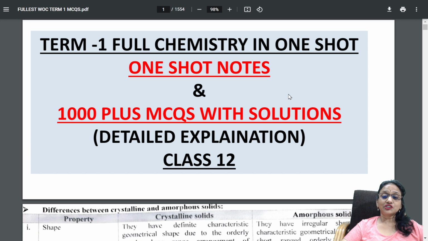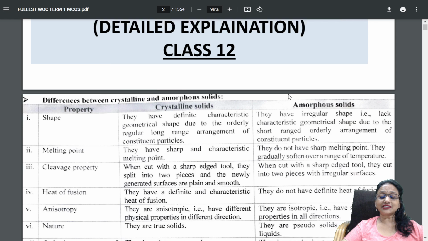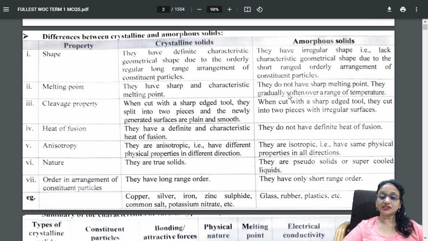Let's start off. So in the first chapter, that is your solid state, when you're learning, you need to learn the differences between crystalline solids and amorphous solids. So there are different points here. Now, students, you need to learn about shape, melting point, cleavage property, heat of fusion, anisotropy, nature, and order of arrangement. So the complete summary of the crystalline and amorphous solids are given here.